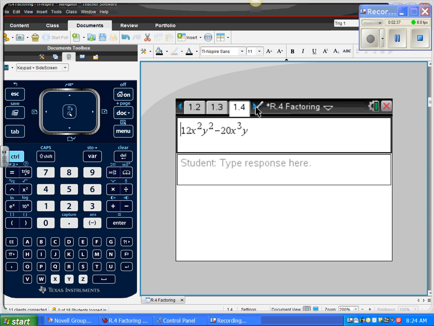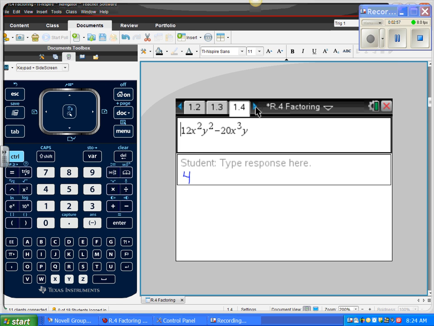Well, we know 2 comes out, but is that big enough? 3 goes into 12, but not 20. 4 goes into 12, and it goes into 20. Is there anything bigger? Well, 5, no. 6, no. 7, 8, 9, nope. So it looks like we're dealing with 4. So we're going to pull out a 4.